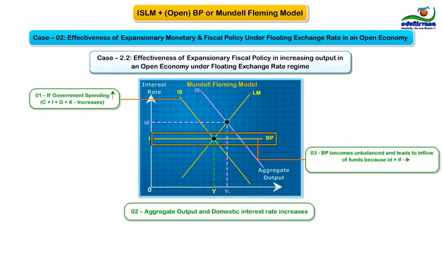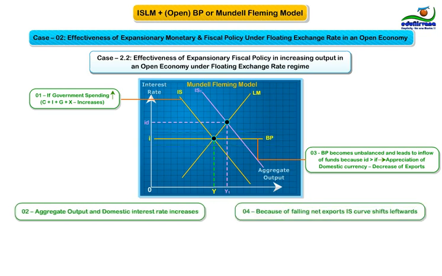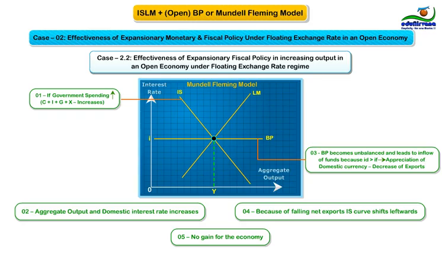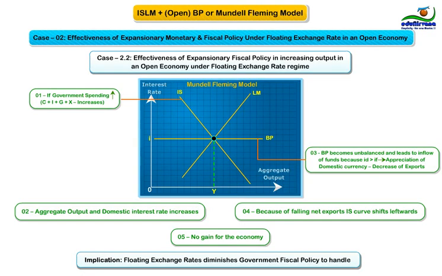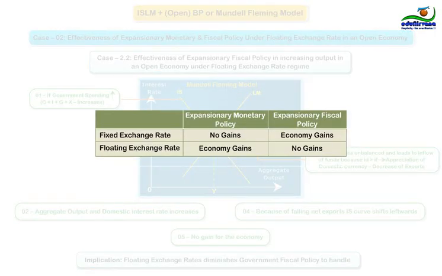This leads to the inflow of funds. The inflow of funds leads to an appreciation of the domestic currency. This will reduce the exports and increase imports. This shifts IS1 back to IS, as a result of which output falls from Y1 to Y. There is no gain for the economy. Implications: the fiscal power of government to manage their economy by tax and spending is diminished under the floating exchange rate system. We can summarize the discussion with the below mentioned table.